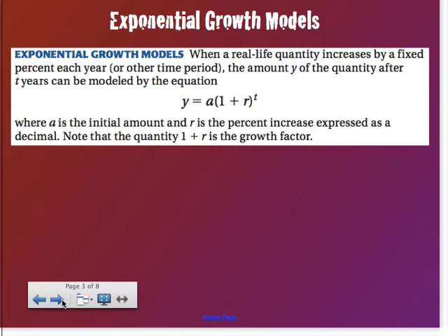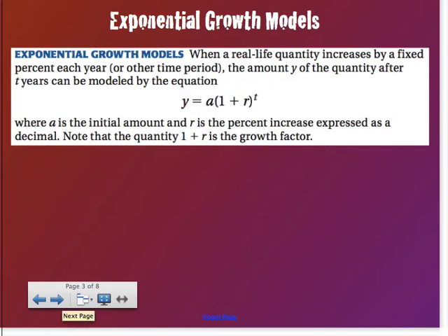The amount y of the quantity after t years can be modeled by the equation. So already you can see it's y in terms of t. I'm going to draw all over the page here. I have this variable, y in terms of t. Immediately that tells me that a is going to be a numerical value and r is going to be a numerical value. It's just going to change based on the situation that you're in. So here are my two variables, y and t. y is the amount after t years.